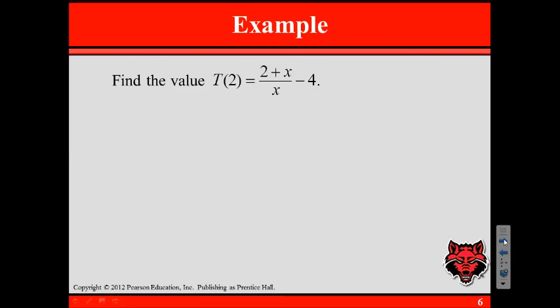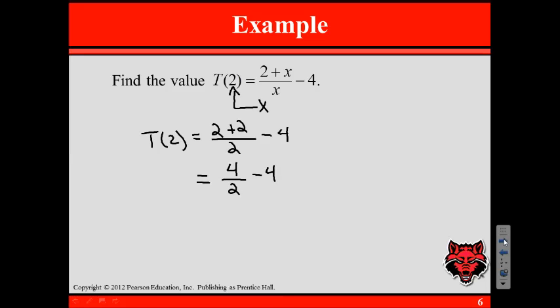For example, if we wanted to find the value t of 2 equals 2 plus x over x minus 4, then in place of every x on the right-hand side of the equation, we would put the value 2. This would give us t of 2 equals 2 plus 2, all divided by 2 minus 4. Starting with the fraction, we simplify the numerator. 2 plus 2 is 4 over 2 minus 4. 4 divided by 2 is 2, so this would become 2 minus 4, or just negative 2.